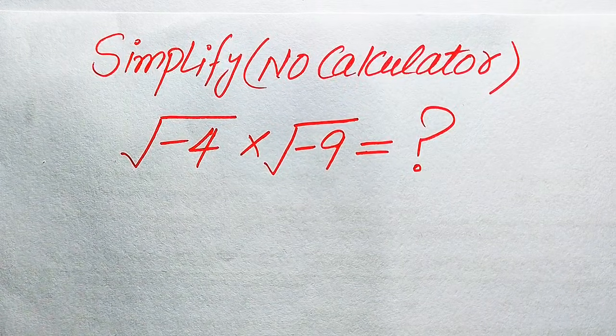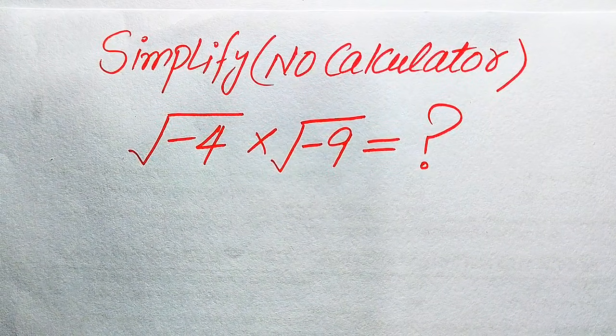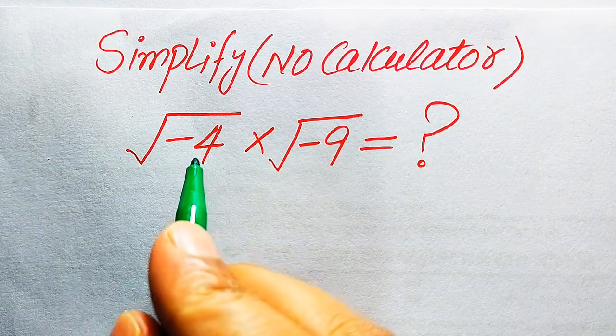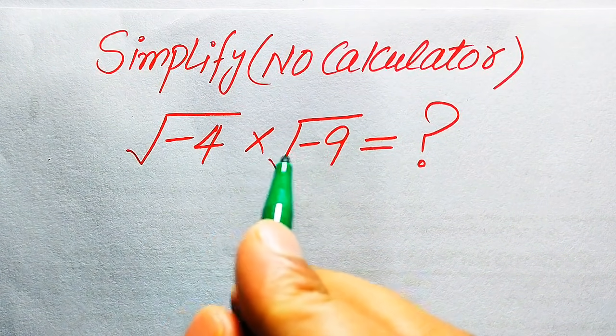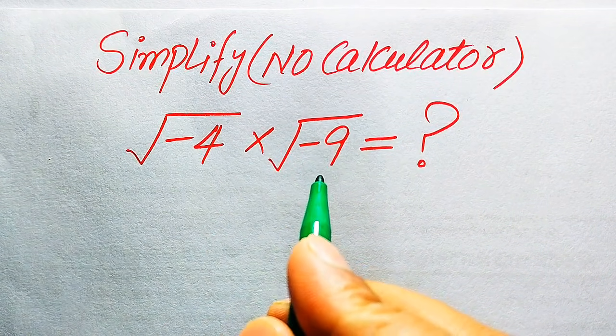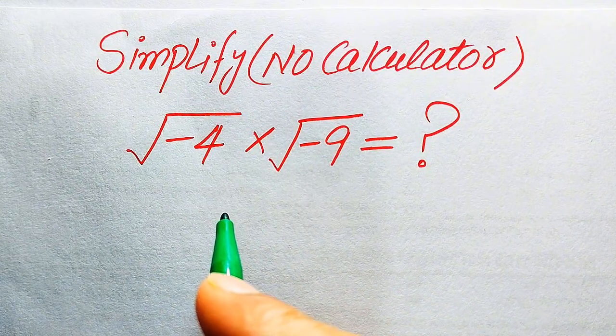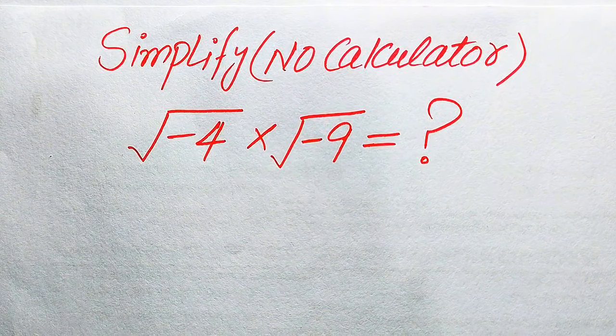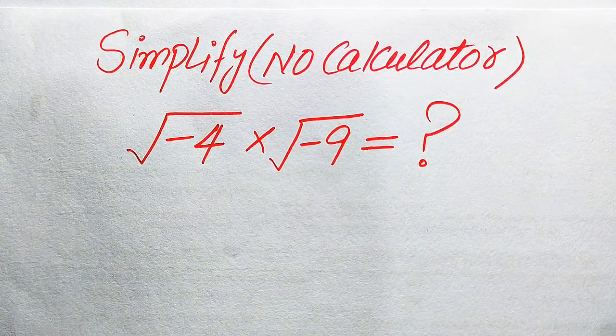Hello everyone, how to simplify this nice algebraic expression without using the calculator. If we have square root of minus 4 multiplied by square root of minus 9, we write this algebraic expression into the simplified form. So here we need to show all of the working on this paper.